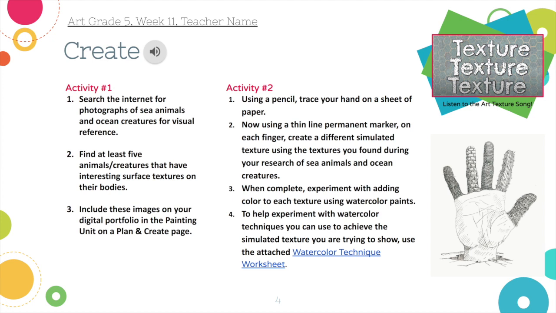The second activity is to use a pencil to trace your hand on a sheet of paper. Now, using a thin line permanent marker on each finger, create a different simulated texture using the textures you found during your research of sea animals and ocean creatures. When complete, experiment with adding color to each texture using watercolor paints.